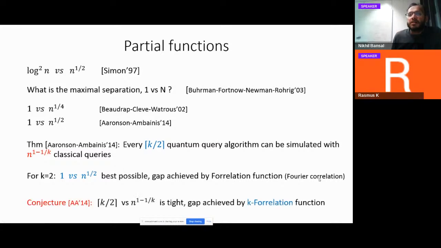Okay, good. More importantly, also in that paper, they conjectured another function, which they call k-Forrelation, and we'll also see this later in the talk. They conjectured that this k-Forrelation actually gets this k over 2 versus n to the 1 minus 1 over k gap tightly, so this gap would exactly match what they could achieve algorithmically in the simulation. They conjectured not only that this gap is tight, but they gave a very specific function for which this separation should be possible, the k-Forrelation function. And this was conjectured.